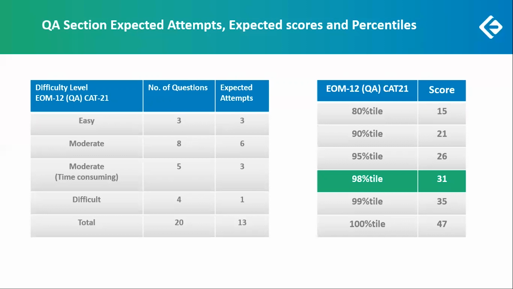So if you are a student whose quant is a stronger area and you are well prepared in this particular section, you might even target scores like 99 percentile and 100 percentile, which are capped at 35 and 47 marks respectively. So this was the analysis of the QA section.